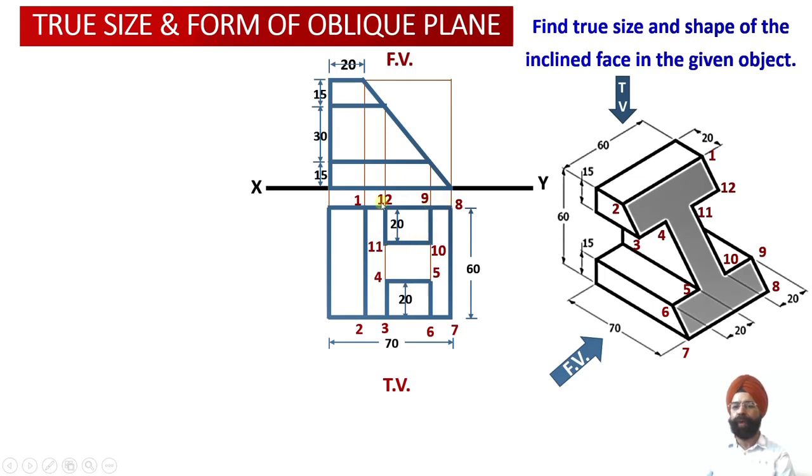They have been marked over here. And as we discussed, there will be 4 points over here, 4 points over here, and 2 points on this side and 2 points on this side. So let us obtain the corresponding points in the front view.